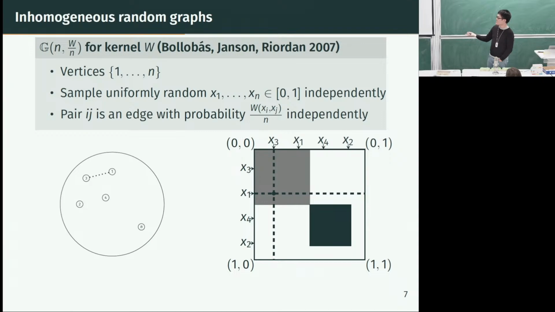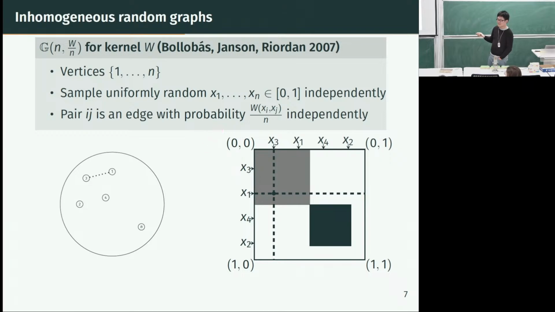And now for each edge, instead of a fixed probability p, we have a pair ij be an edge with a probability given by the following expression, W(xi, xj) divided by n. Right, so just to give you a picture of how this might look.